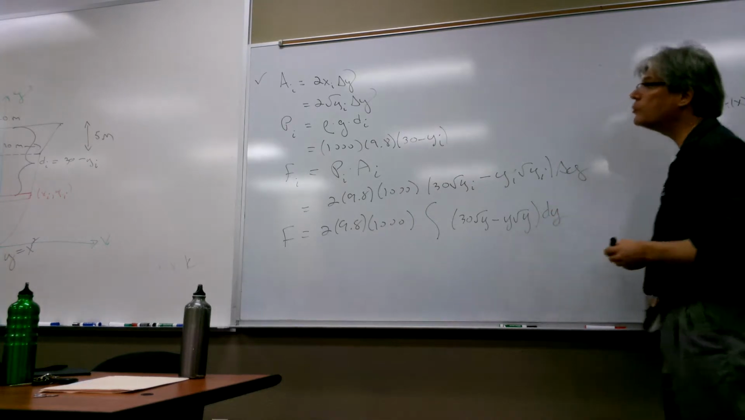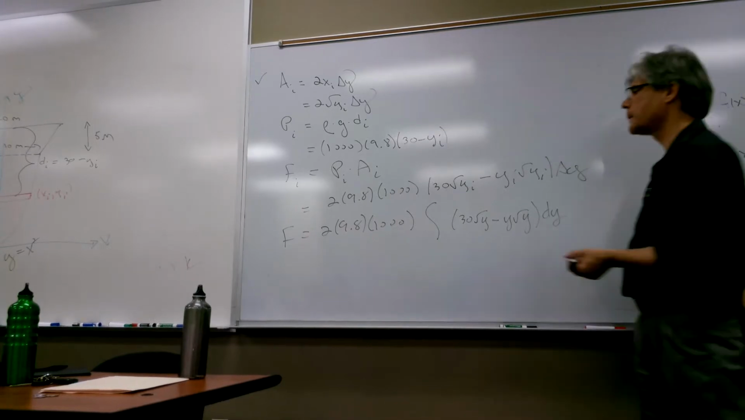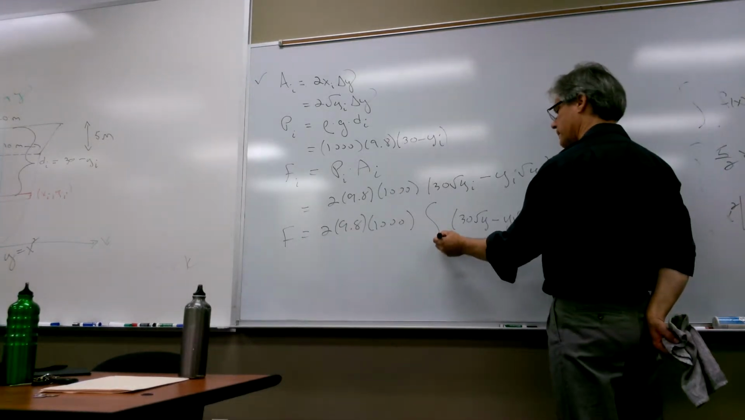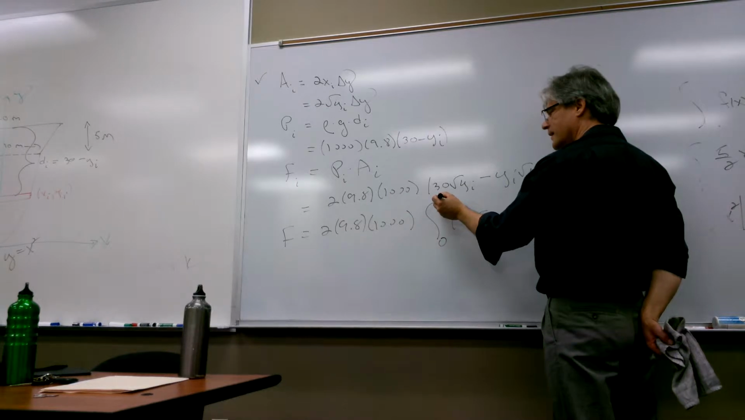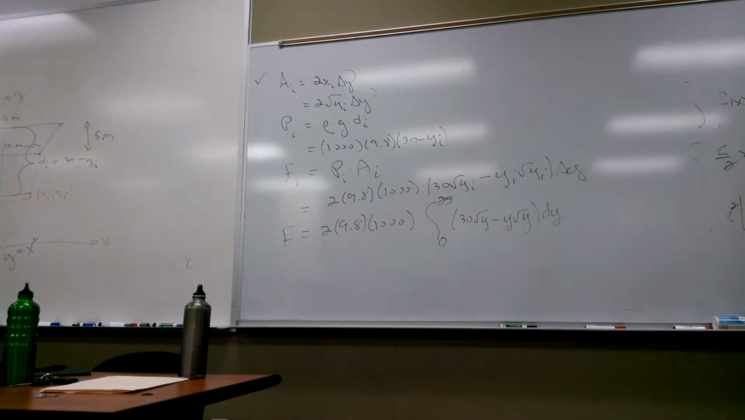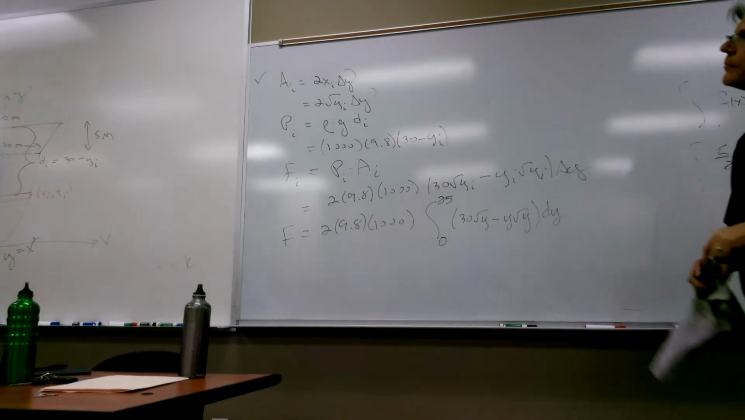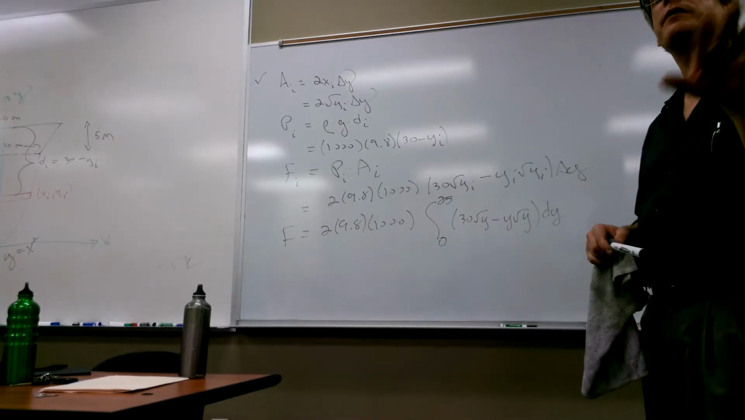Oh, shoot, I messed up. I lost my bounds of integration. What are they? 0 to 10. No, 15. Say it one more time. It's 20 minus 5. I heard that. I don't get it, because you said the distance from the water to the top of the dam is 5. I know the total distance, but I think that's completely irrelevant.